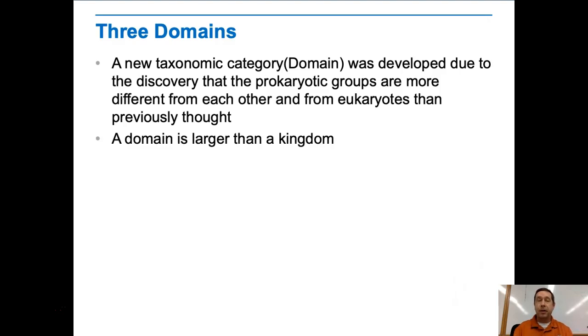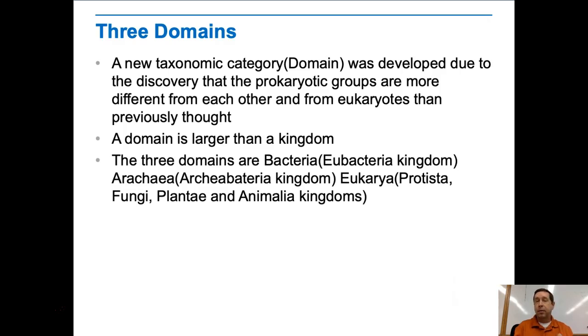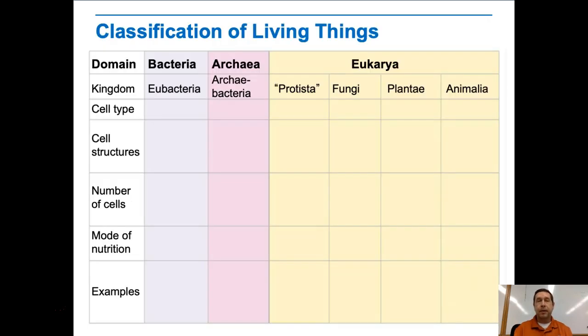So a domain is larger than a kingdom. There's only 3 of them. 2 of the domains are prokaryotes. The eubacteria are in the bacteria domain, and the archaeobacteria are in the archaea domain. And then all the eukaryotes, the protists, fungi, plants, and animals, are in the eukarya domain. Here we can see some of the classifications, again, from the domain and the kingdom. And again, bacteria and archaea are prokaryotes. Everything else is a eukaryote.